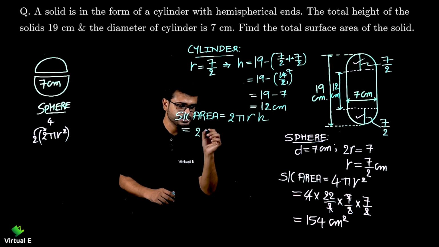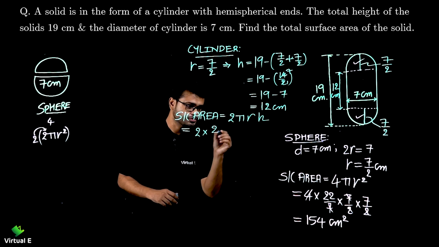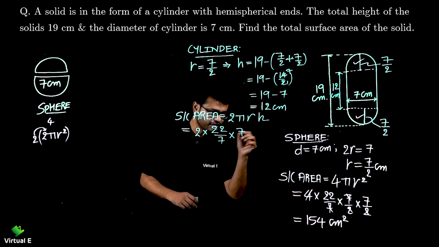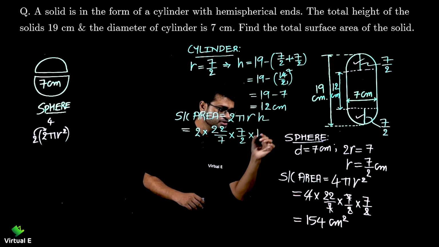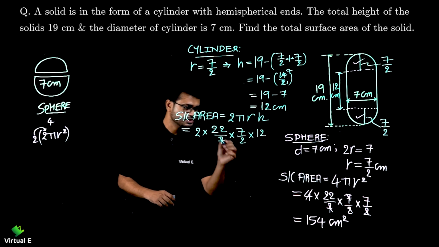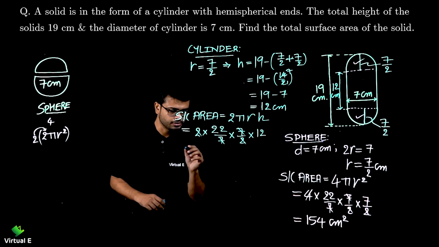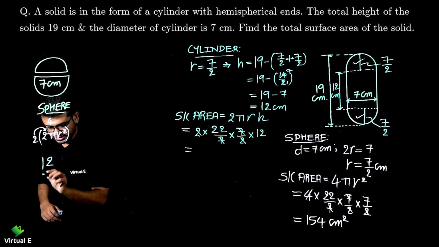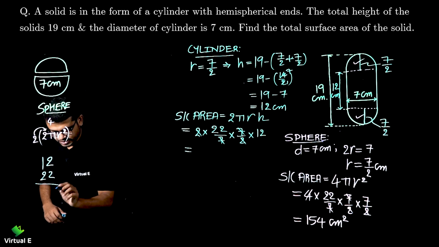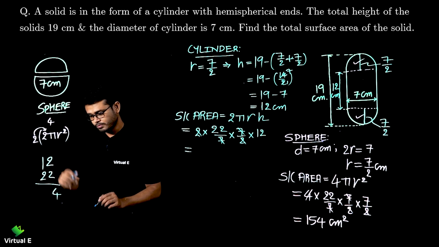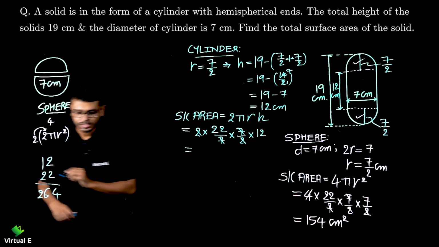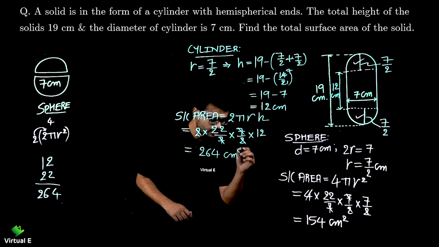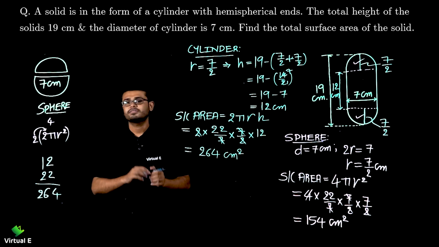So 2 as it is, instead of pi there is 22 by 7 into r is 7 by 2 into h is 12. Okay, so 7 and 7, 2 and 2. So you have 22 into 12 to multiply. Okay, 12 here and let's say 22 here. Both will work out. 2 2s are 4 and 2 2s are 4 plus 2, 6 and 2. 264 centimeter square. That's the surface area of the cylinder.